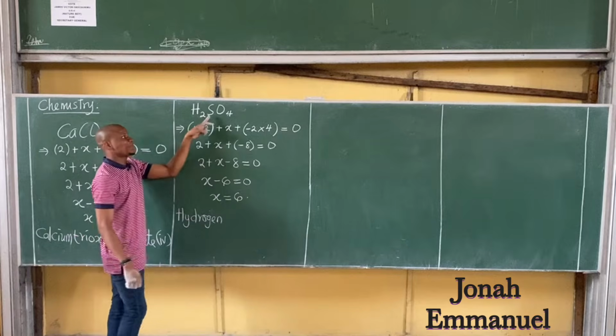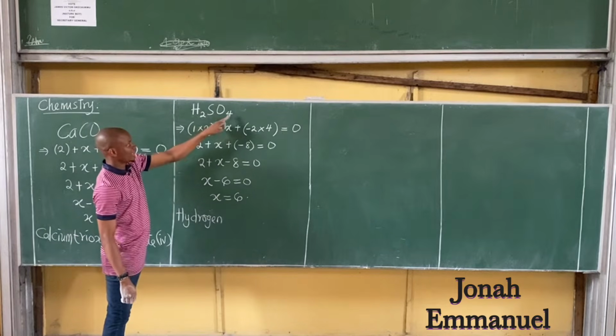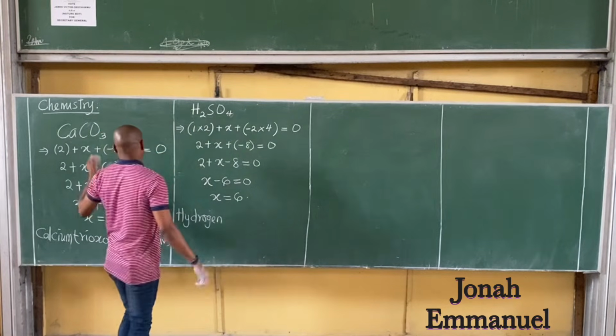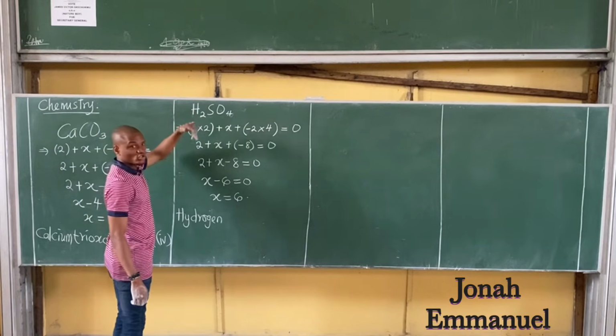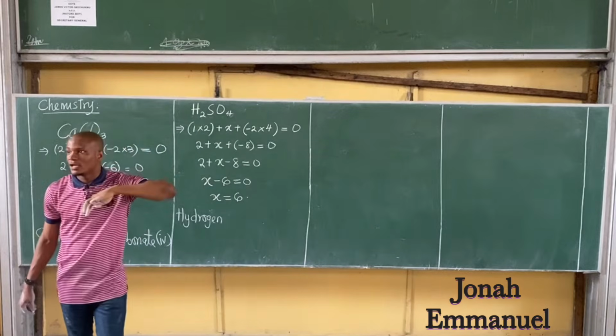I said skip the oxidized element. Take this and this. If it's 3, it's trioxo. If it's 4, tetraoxo. If it's 2, what do you call it?